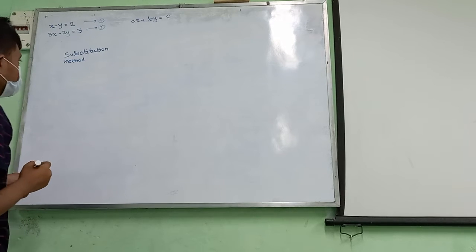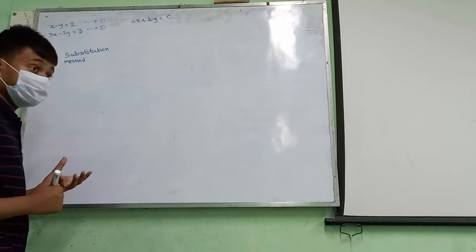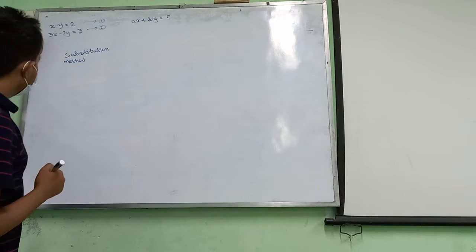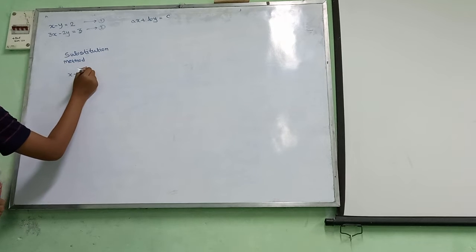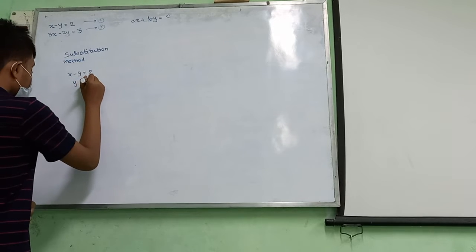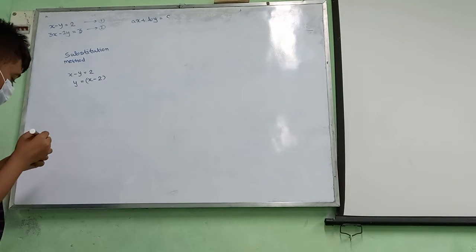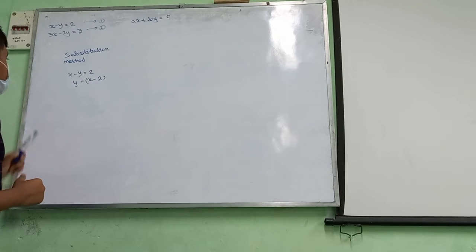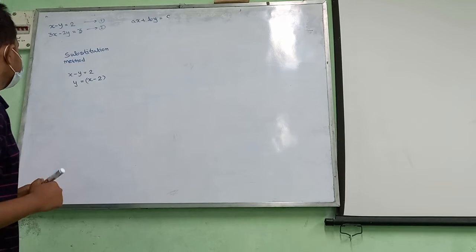Substitution, as its name suggests, means replacing one term with another, right? So in the substitution method, we take one of the equations. Here we are taking the first equation. We write this equation and make a relation between x and y, right? Now, in the second equation, we substitute y with this term which contains x.